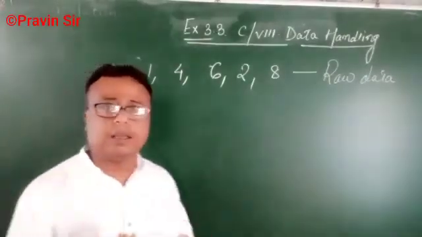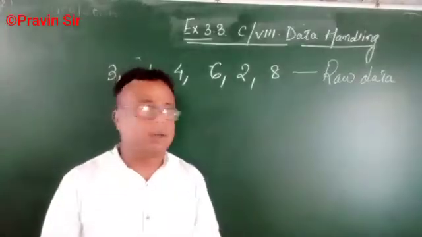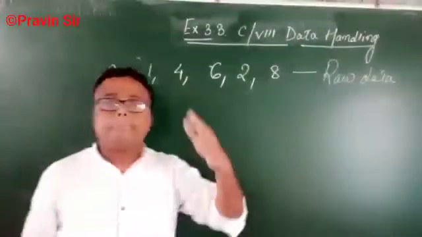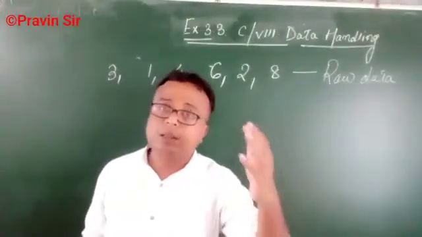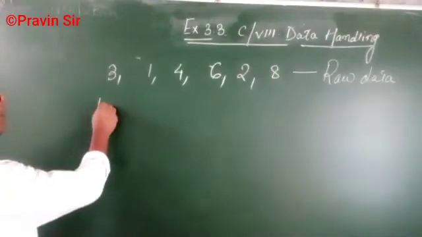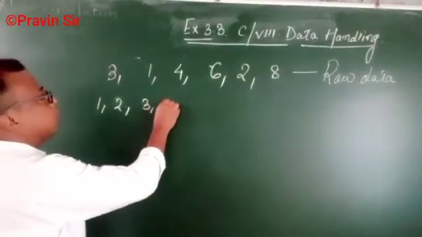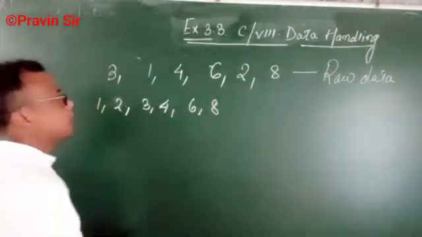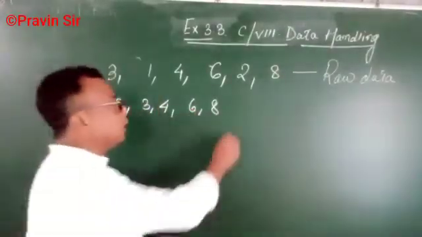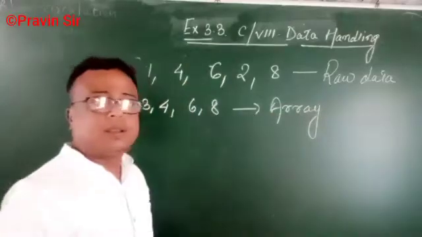The first step in organizing the data: we have collected the data, and that data we have to organize in a systematic way. First the raw data we will collect, and after that we will arrange this data either in increasing order or in decreasing order. So we will write down in increasing order: 1, 2, 3, 4, 6, 8. Now you see this data I have written in increasing order. So now this raw data is called an array.